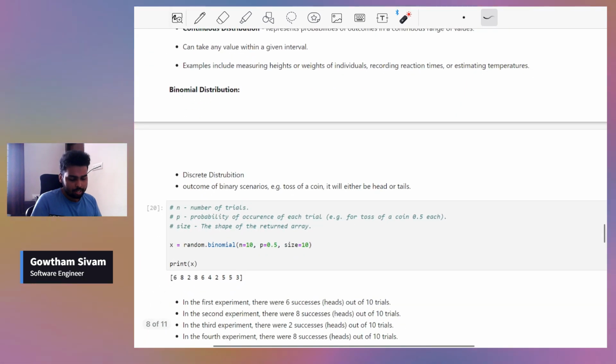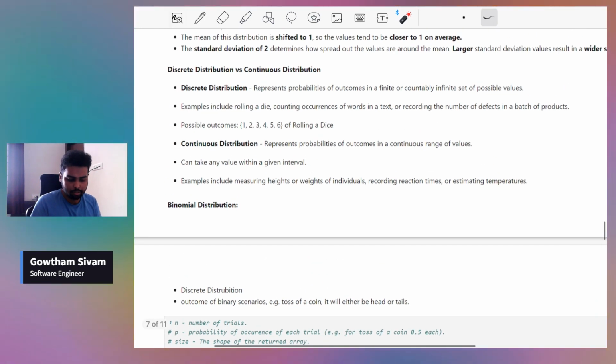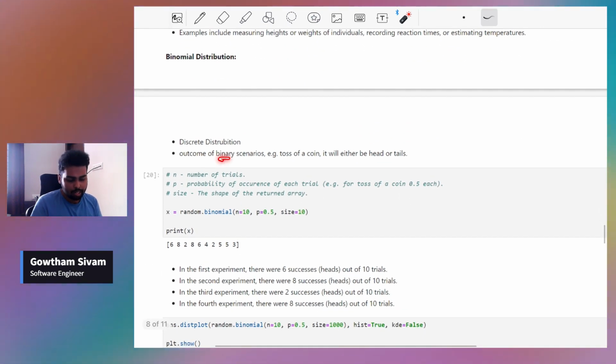Next, let's move to binomial distribution. This is a discrete type of distribution. What is discrete? We have seen that we have individual values, like rolling a dice. Binomial is the outcome of binary scenarios. Example, toss of a coin, it will either be heads or tails. For example, a boolean variable will be only true or false, right? So it is binomial in nature.